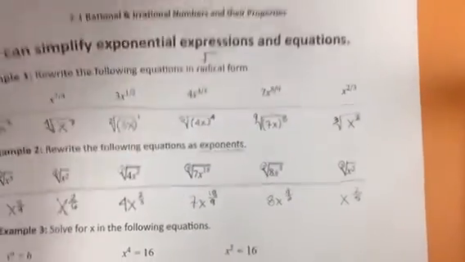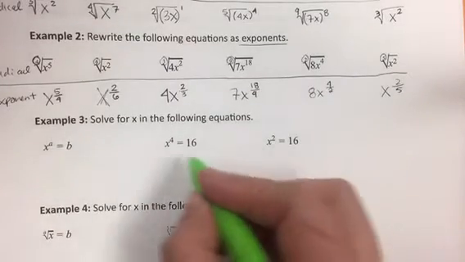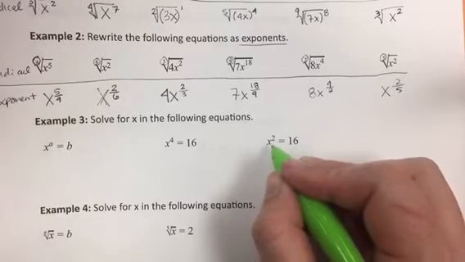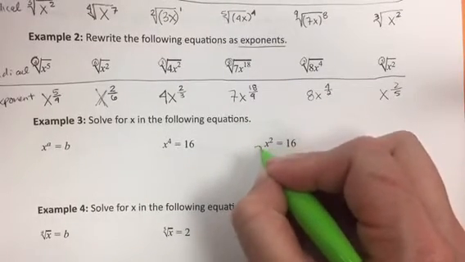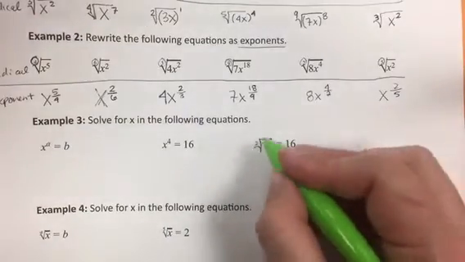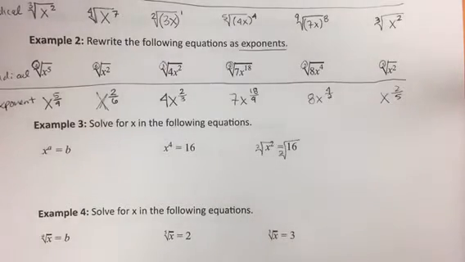Alright, now we're going to do a little solving. We're going to solve for x. We're going to work backwards on this one. So first, when I have a power of 2, to undo it, we square root it. If I square root one side, I have to square root the other.